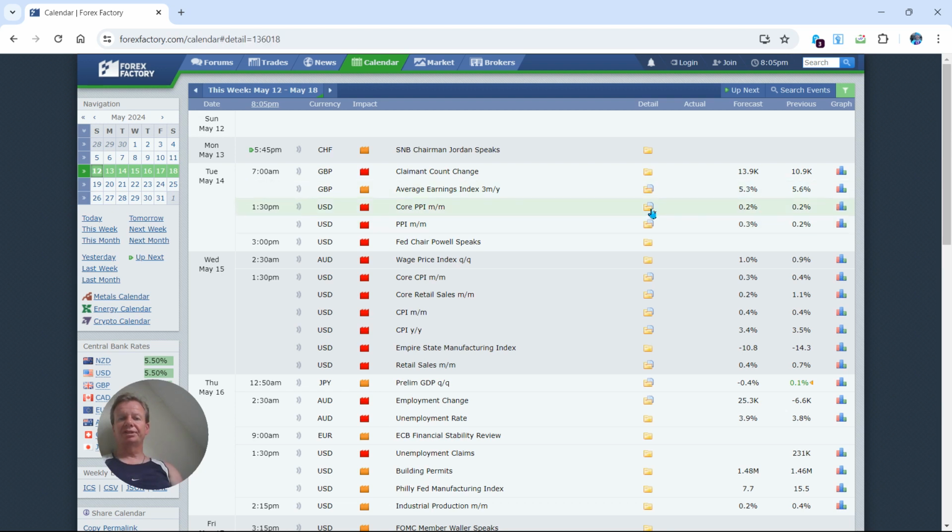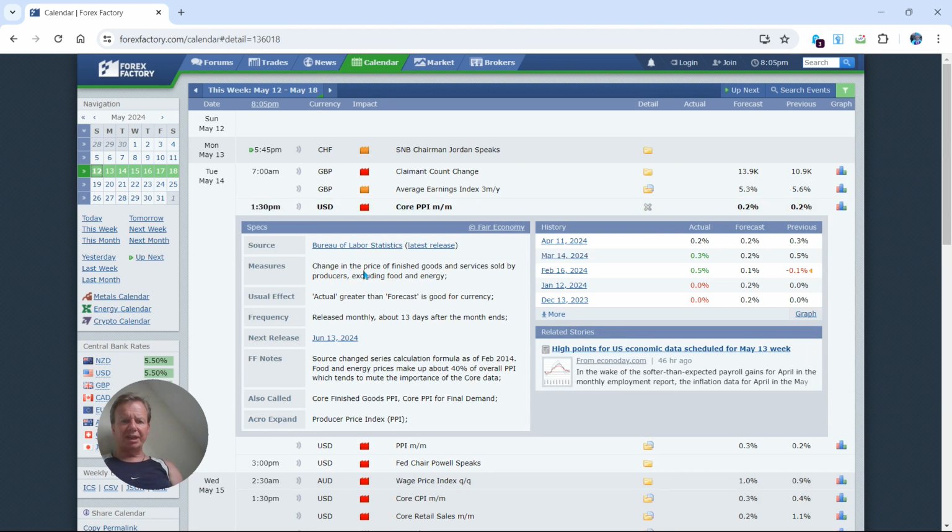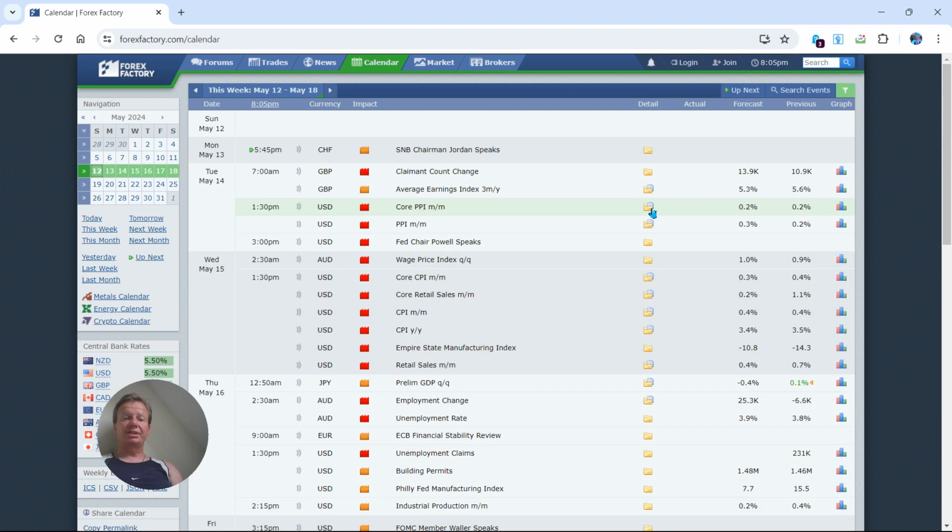You can click on the folders, and it will bring you up. It explains all here what it is. Actual greater than forecast is good for the currency. So it gives you all the information you need here. You don't need to be an economist to understand it all.